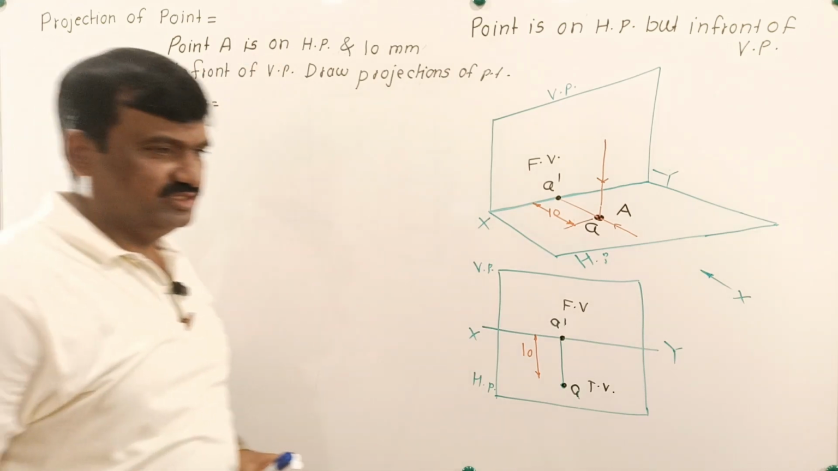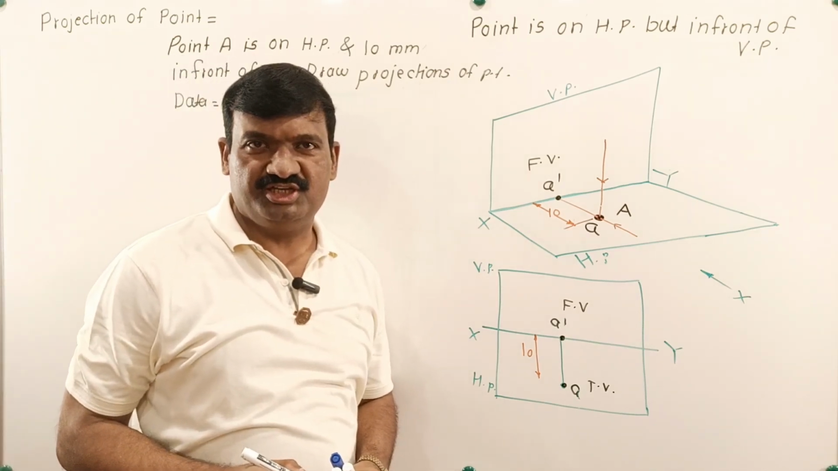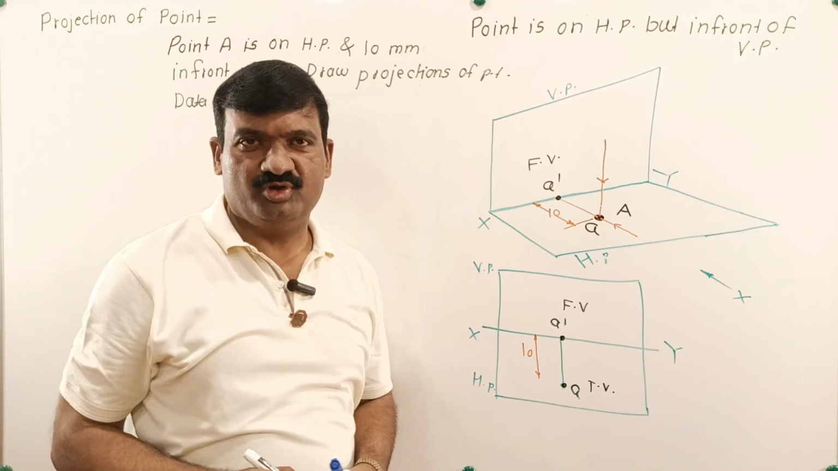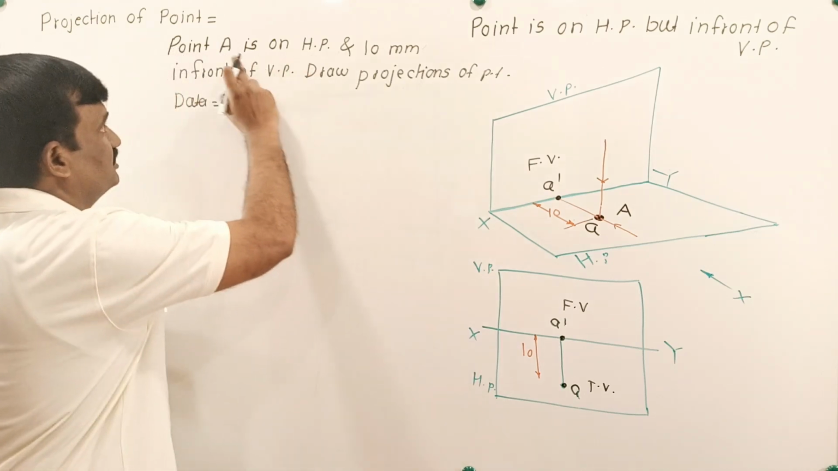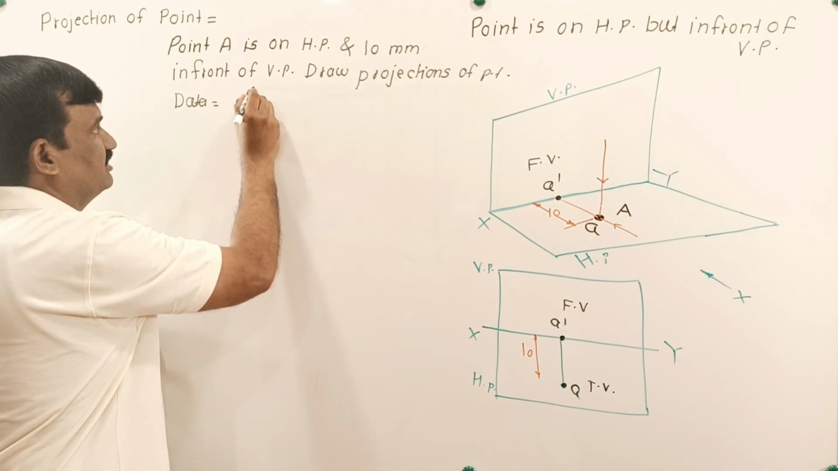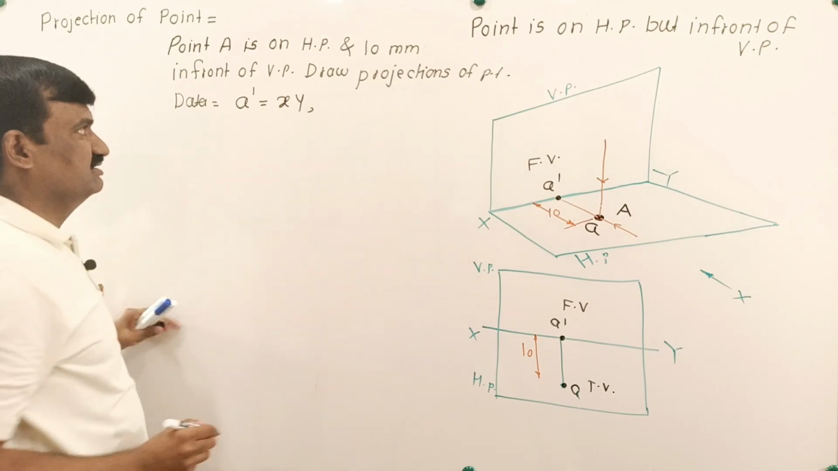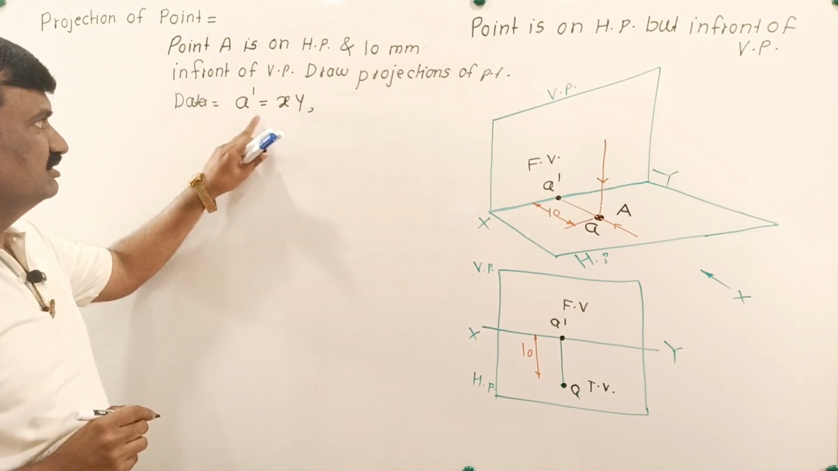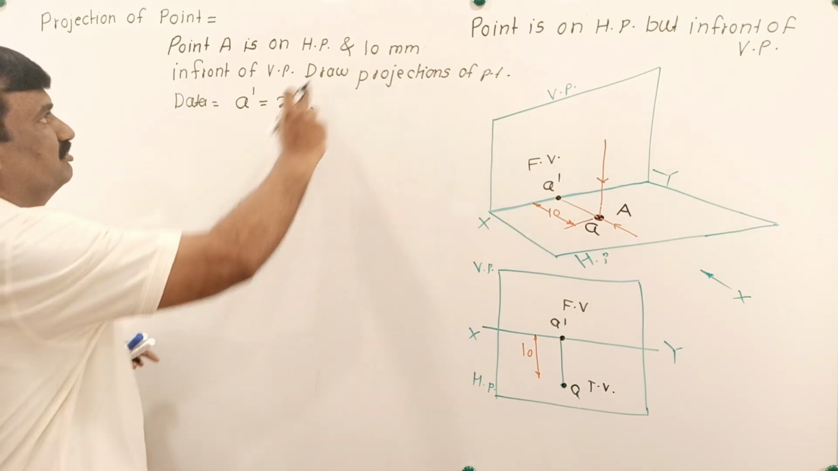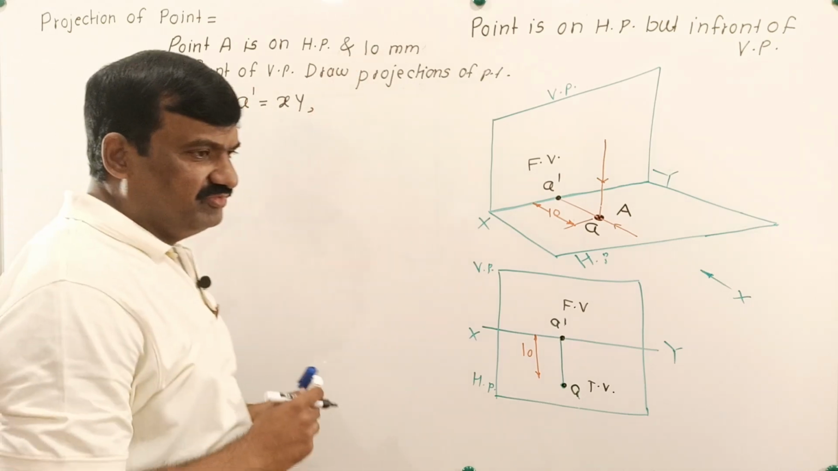Point A is on HP. When any point is on HP, then the front view of the point lies on the XY line. What is the front view of capital A? Small letter a dash. Equal, meaning this point lies on the XY line. The front view of the point lies on the XY line, but the same point is 10 mm in front of VP.